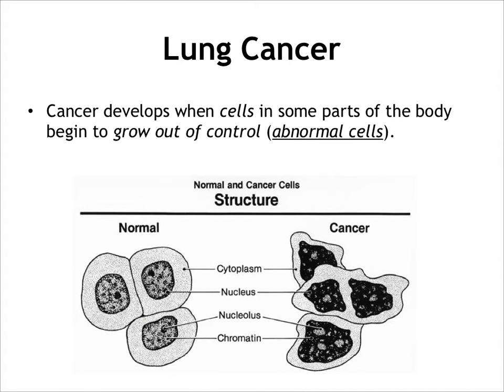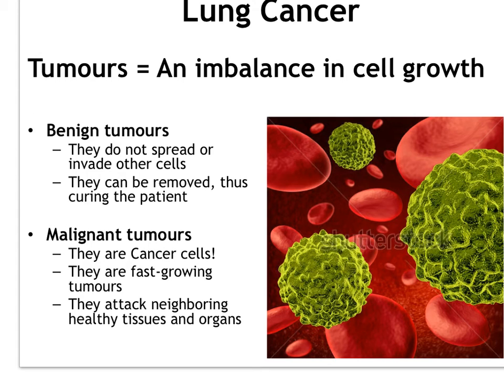Let us begin with the first lifestyle disease we will focus on today, which is lung cancer. As we have learned previously in our general studies lessons, cells are our body's building blocks. Now, cancer develops when cells in some parts of the body begin to grow out of control, and when they do so, they become abnormal cells. This imbalance in cell growth leads to the development of tumors.